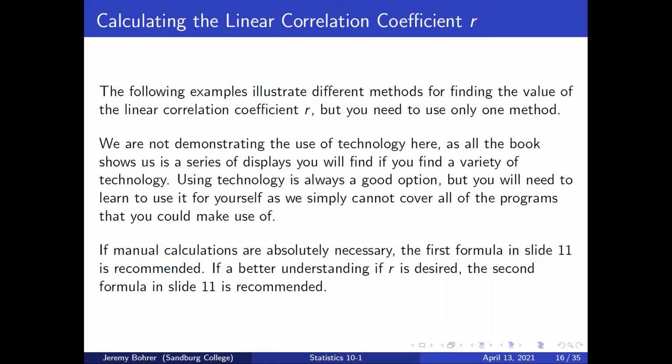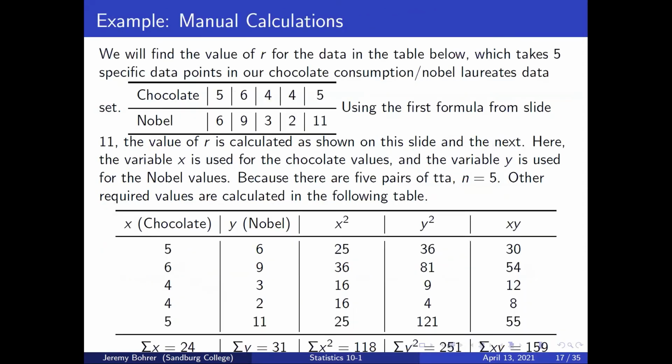If manual calculations are absolutely necessary, the first formula in slide 11 is recommended. If a better understanding of R is desired, the second formula in slide 11 is recommended. We will find the value of R for the data used in the table below, which takes 5 specific data points in our chocolate consumption Nobel laureates data set.